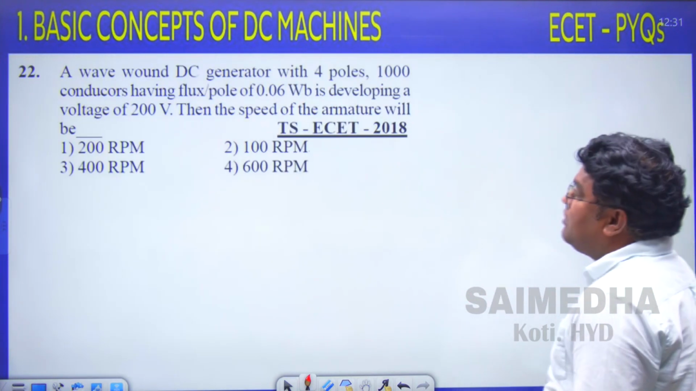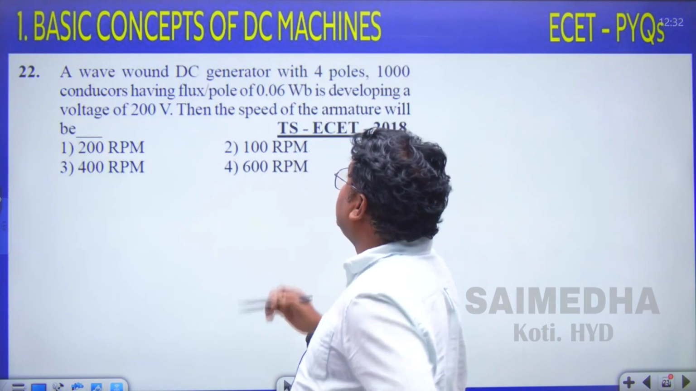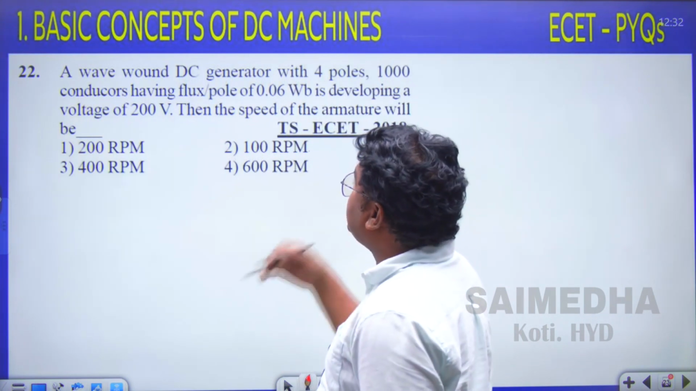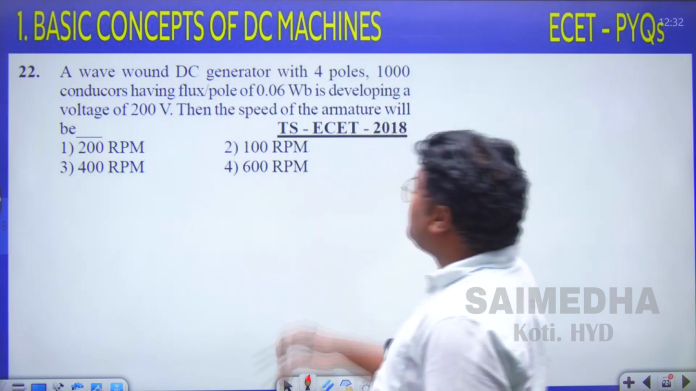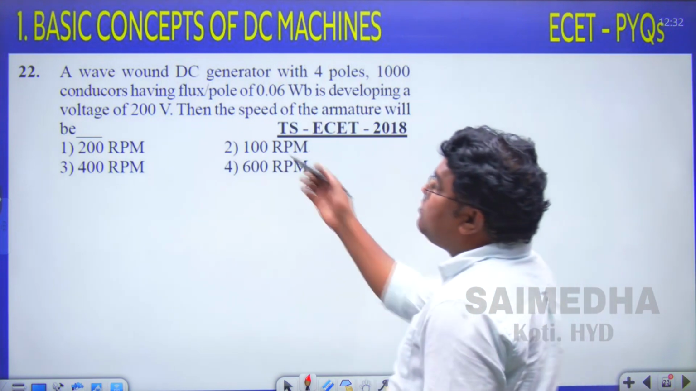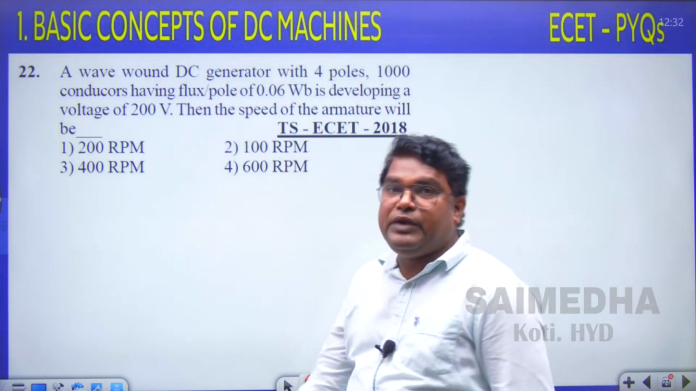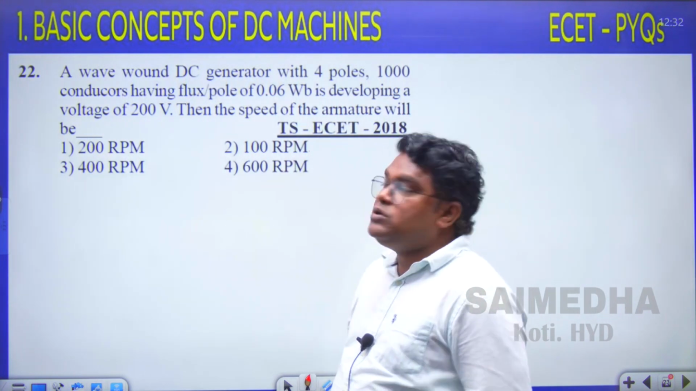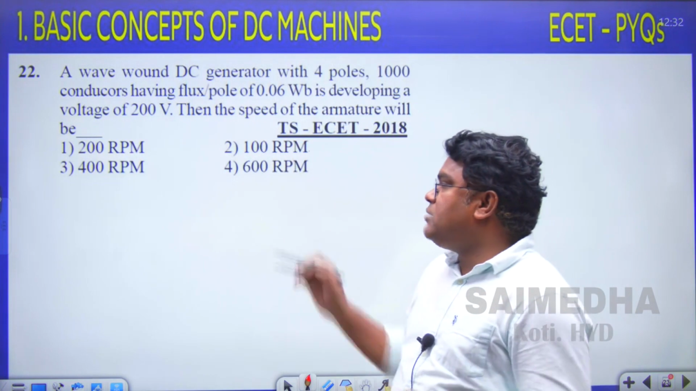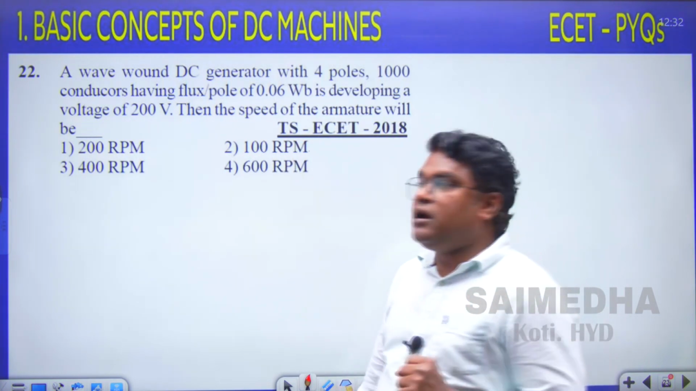And next one, question number 22. A wave-wound DC generator with 4 poles and 1000 conductors, having flux per pole of 0.06 webers, is developing a voltage of 200 volts. Then the speed of the armature will be: option 1, 200 rpm; option 2, 100 rpm; option 3, 400 rpm; and option 4, 600 rpm.